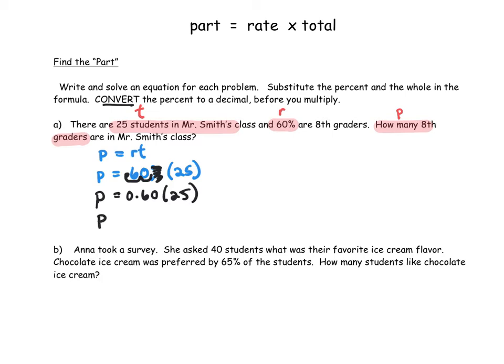Hopefully you had P equals 15. Well, what does that 15 mean? How many 8th graders were in Mr. Smith's class? So we can now write that answer as 15 8th grade students were in Mr. Smith's class.